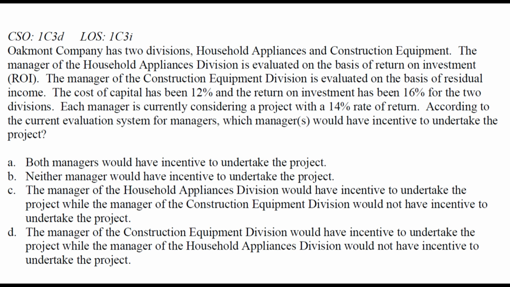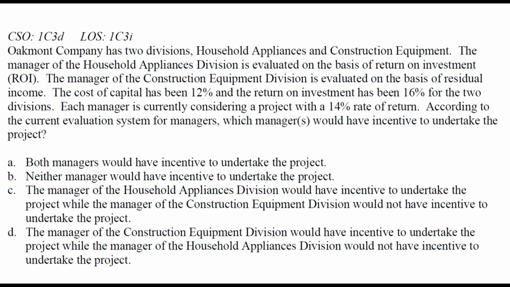C. The manager of the Household Appliances Division would have incentive to undertake the project, while the manager of the Construction Equipment Division would not. Incorrect. The opposite is true. D. The manager of the Construction Equipment Division would have incentive to undertake the project, while the manager of the Household Appliances Division would not. Correct. The ROI-based manager would reject the 14% project because it lowers the current 16% ROI, while the RI-based manager would accept it because 14% exceeds the 12% cost of capital, increasing residual income.